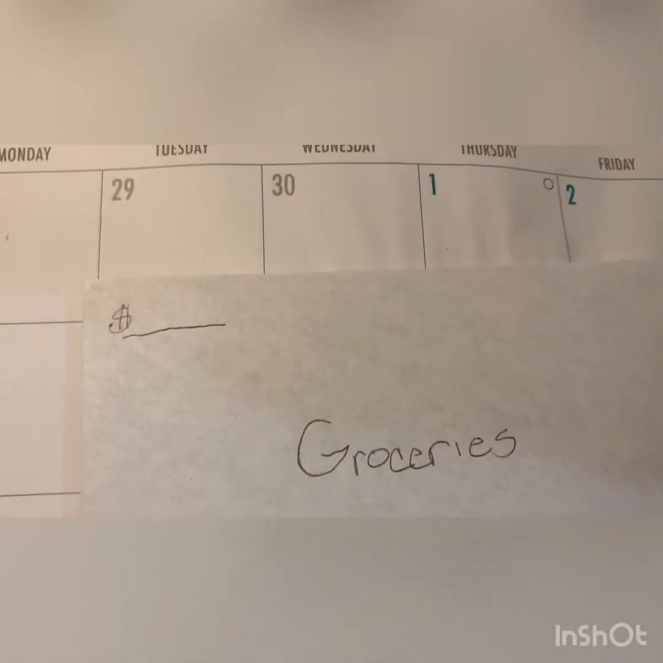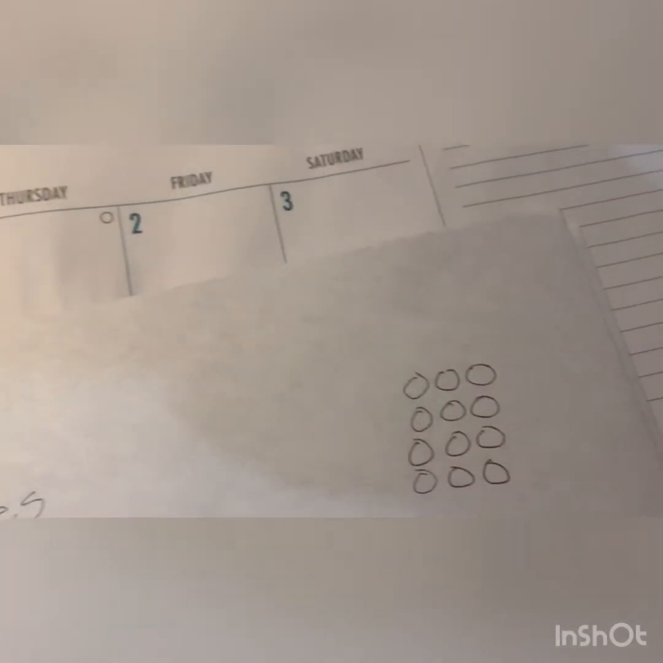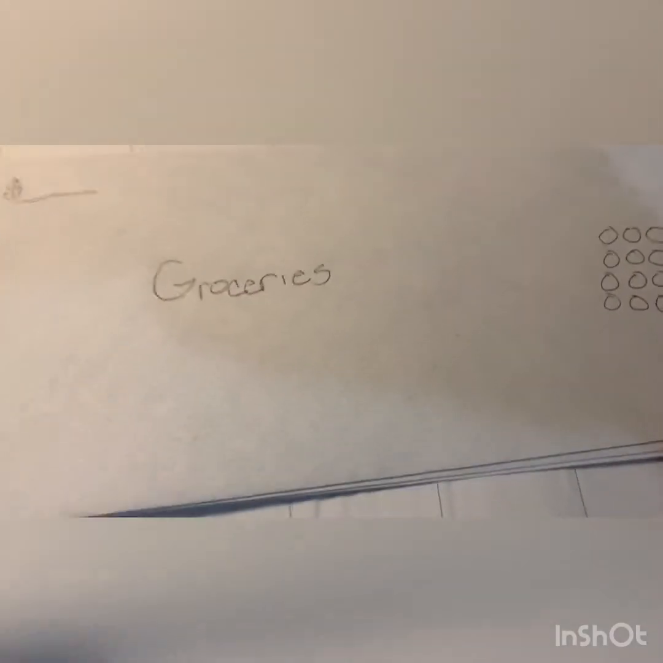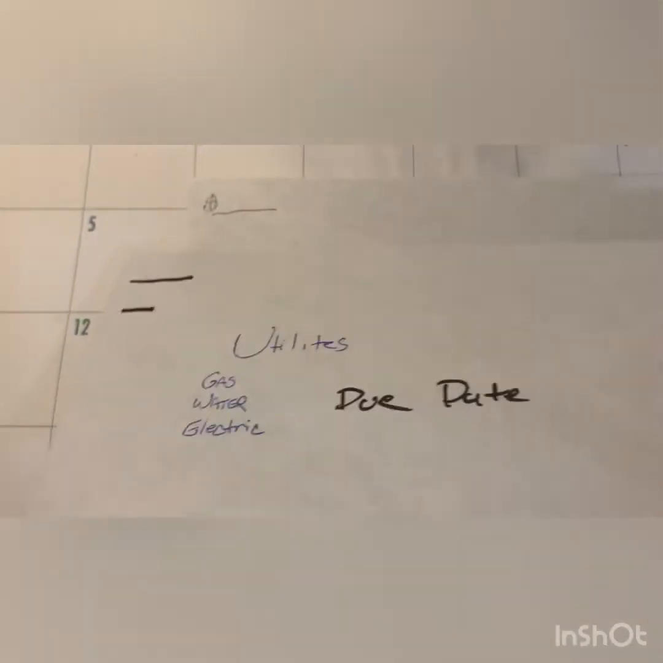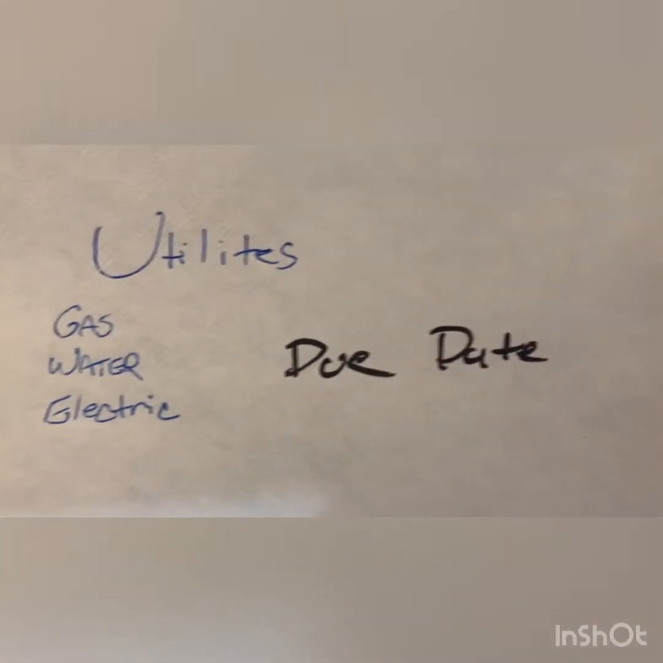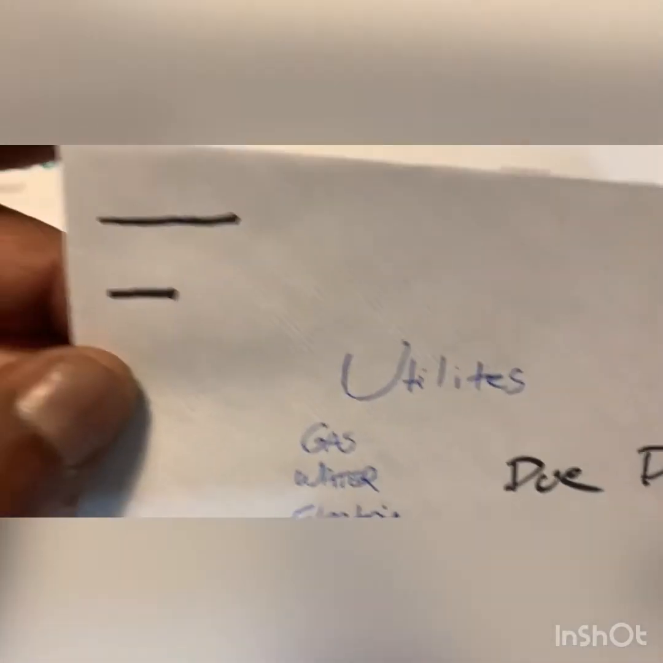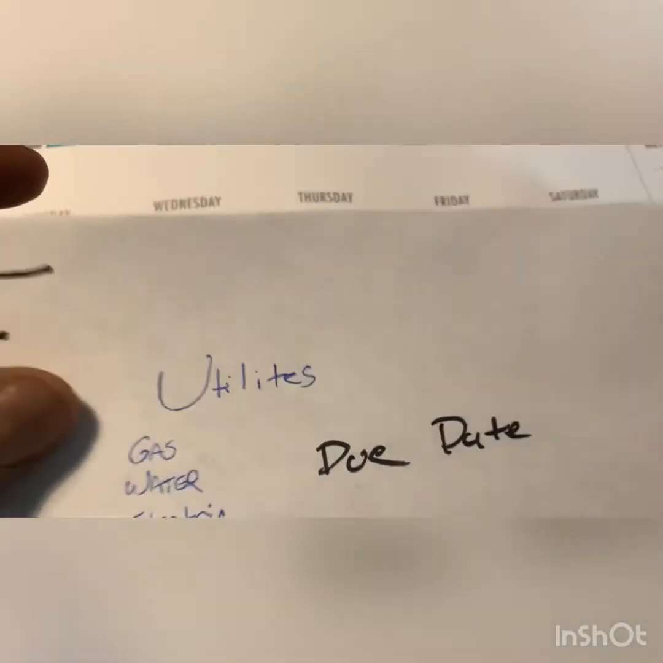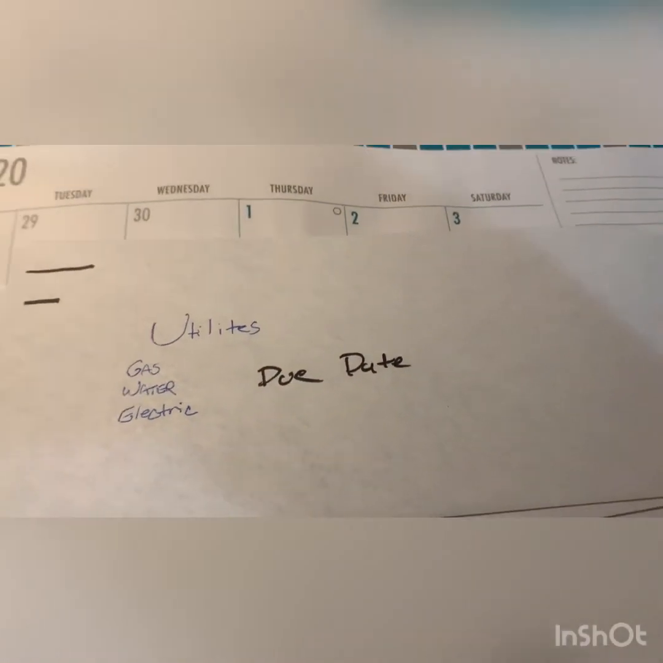You need one for groceries. You know how much you are going to spend a week, a month on your budget. You just set those things up as you need, and these are just some suggestions. Look here, utilities: gas, water, electric. You need to know the due date of all those. You also want to put what percentage of your budget is utilities. All of these things will help you make a better informed decision.